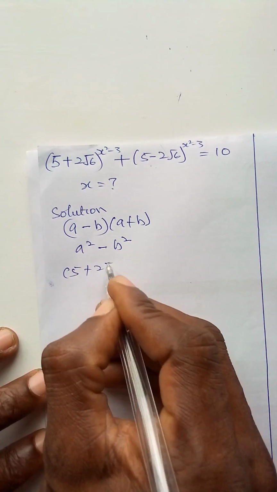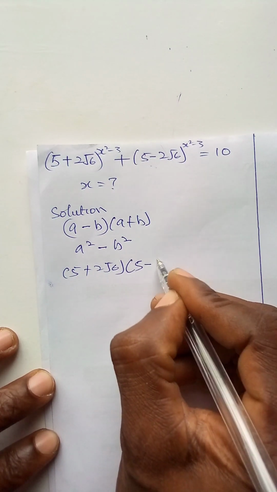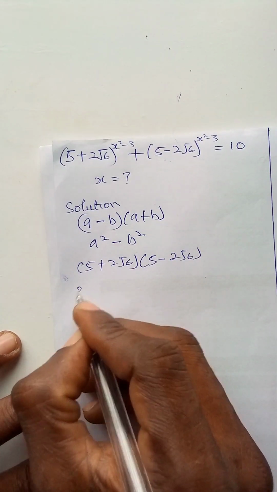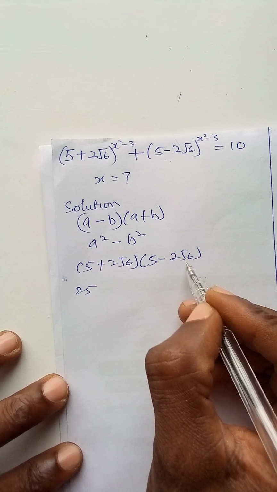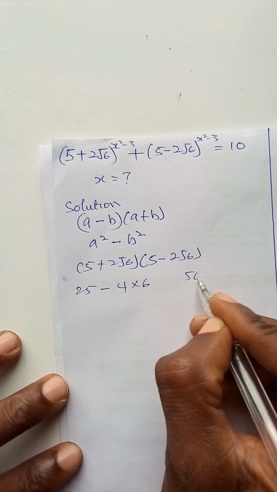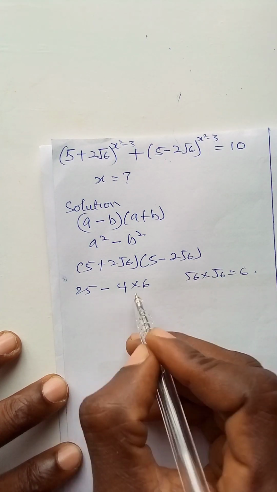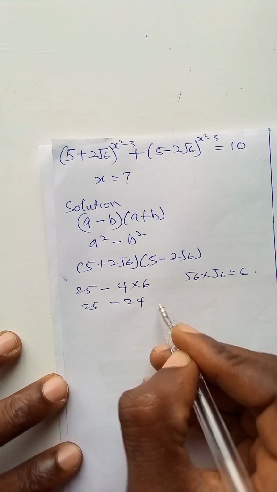5 plus 2√6 multiplied by 5 minus 2√6. Let's see what it will give us. 5 times 5 is 25. And 2√6 times −2√6 will give me −4 times 6, because √6 times √6 is 6. So 4 times 6 is 24. And 25 minus 24 will give us 1.